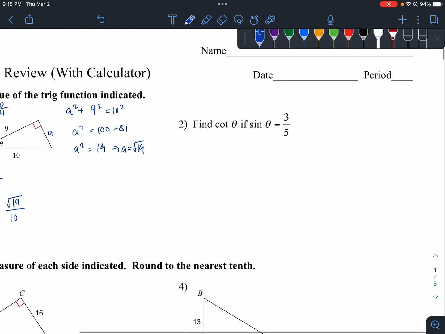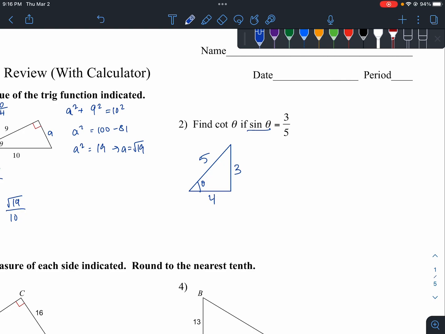Alright, let's go on to 2. Find the cotangent of theta if sine of theta is equal to 3 over 5. So, I don't have a triangle, so let's just make one. Not going to be to scale or anything. I'll give this one theta, so sine of theta is equal to 3 over 5, because this would be opposite, that would be hypotenuse. And then we need to find this side right here. If you already recognize, this is a very simple triangle. It's called a Pythagorean triple. So this should just be 4.